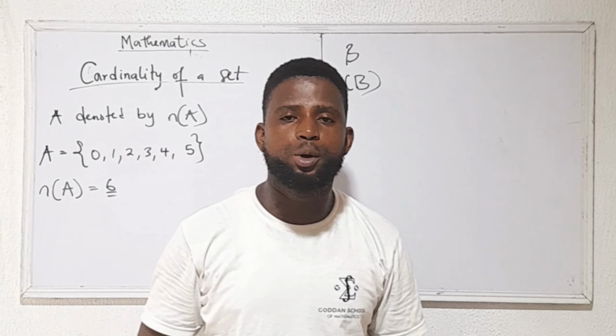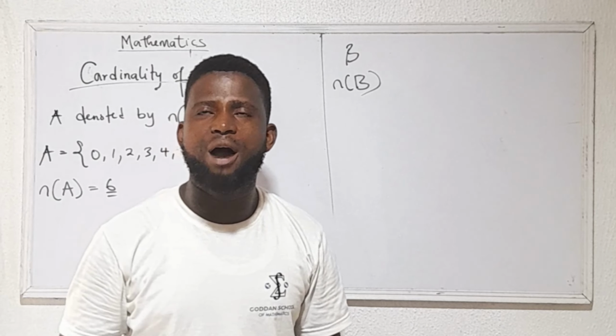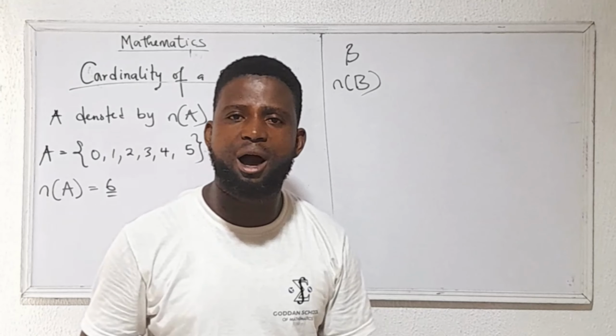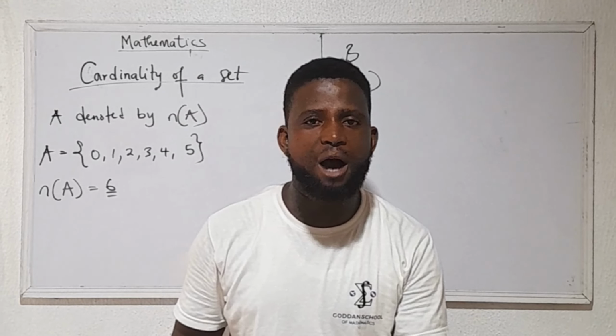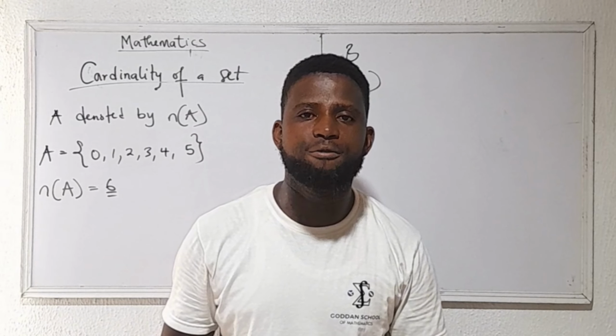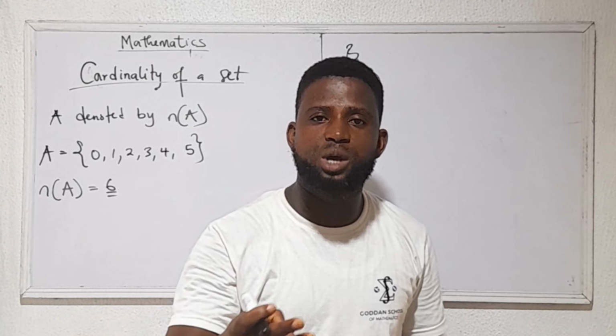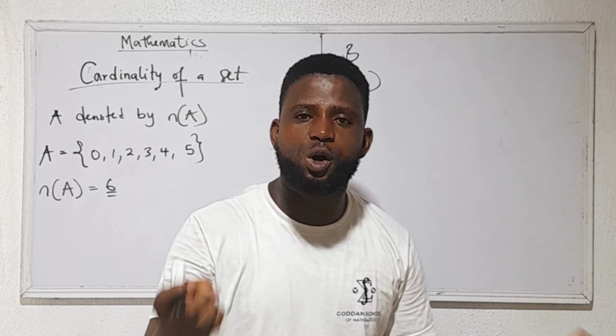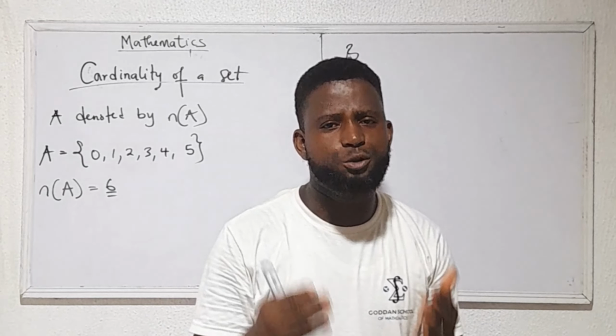In our next class, we'll be looking at types of sets. We have about 9 types of set. Number 1, we have finite set. Number 2, infinite set. Number 3, empty set. Number 4, singleton set. Number 5, equal set. Number 6, equivalent set. Number 7, subset. Number 8, power set. And number 9, universal set.